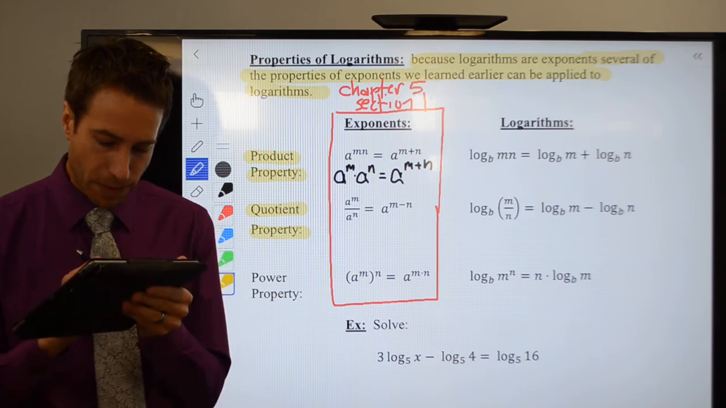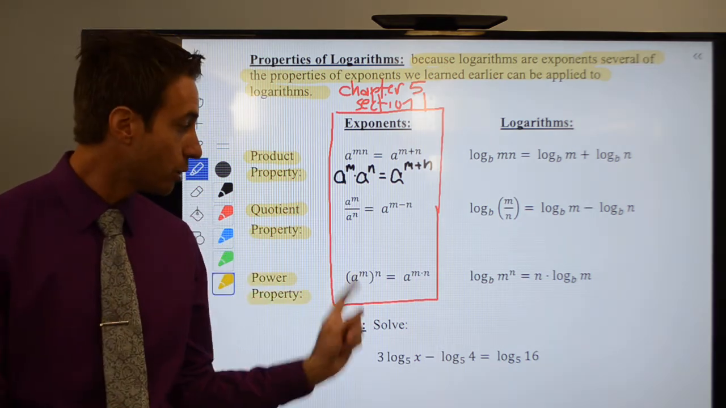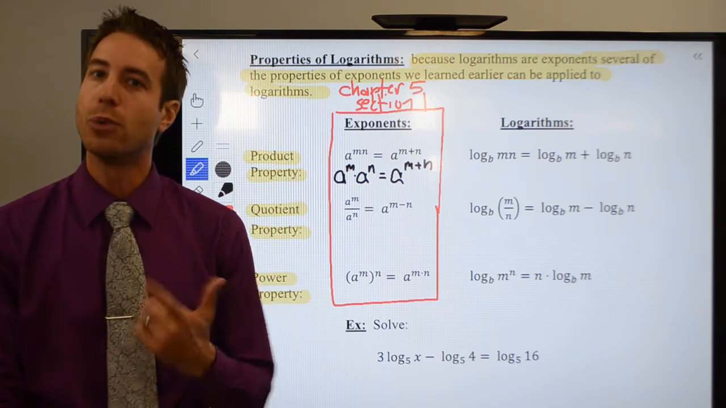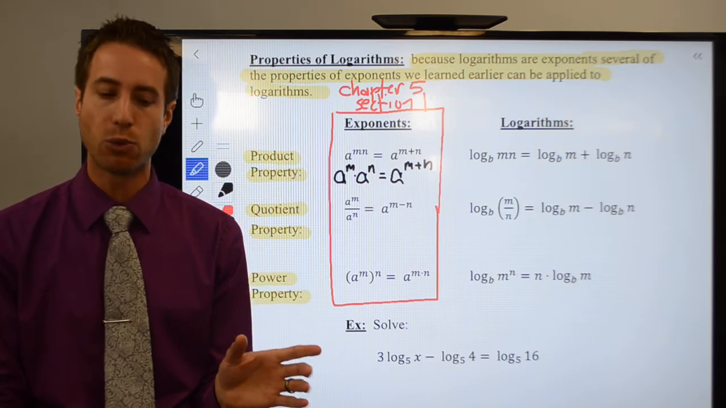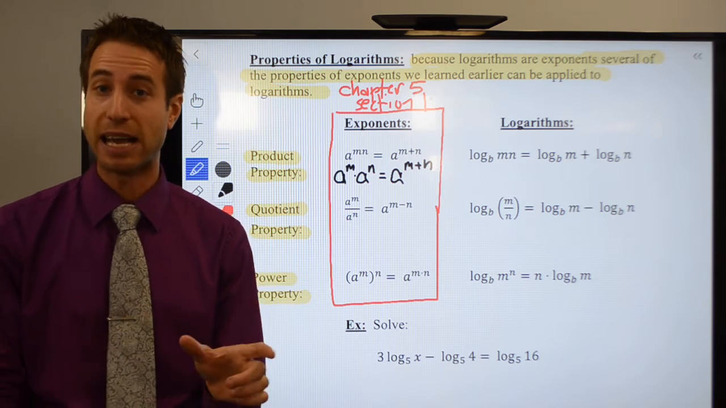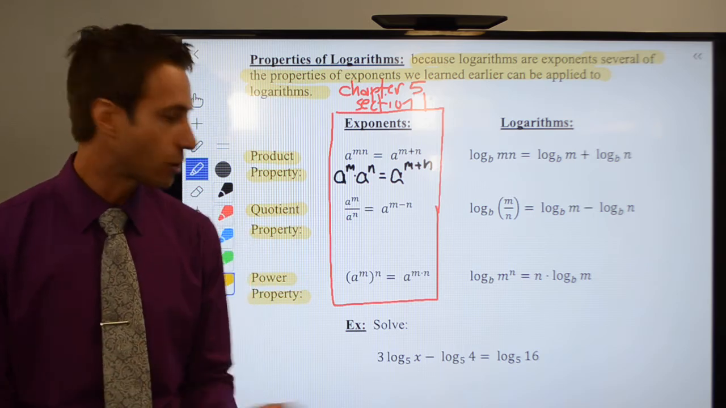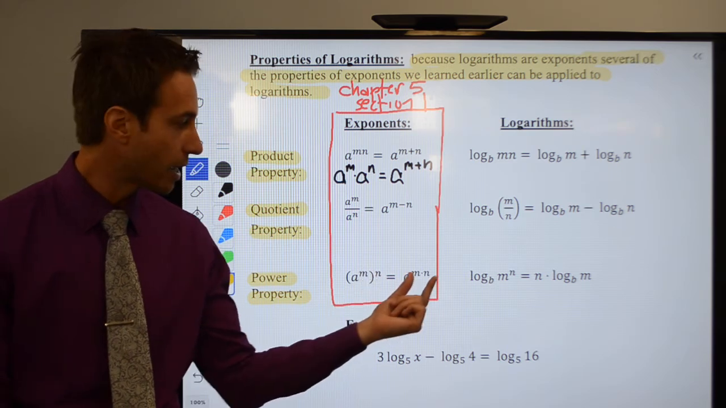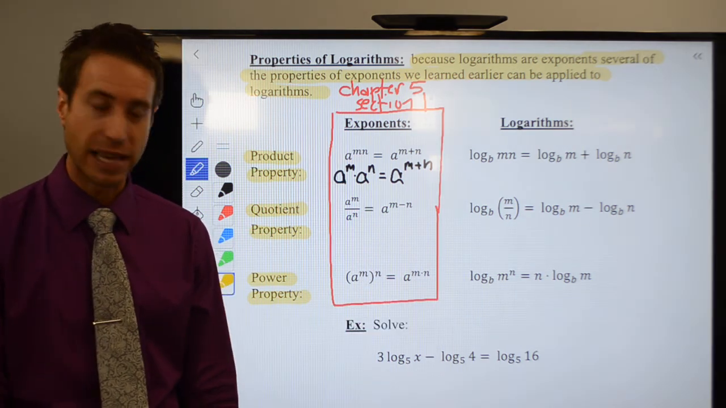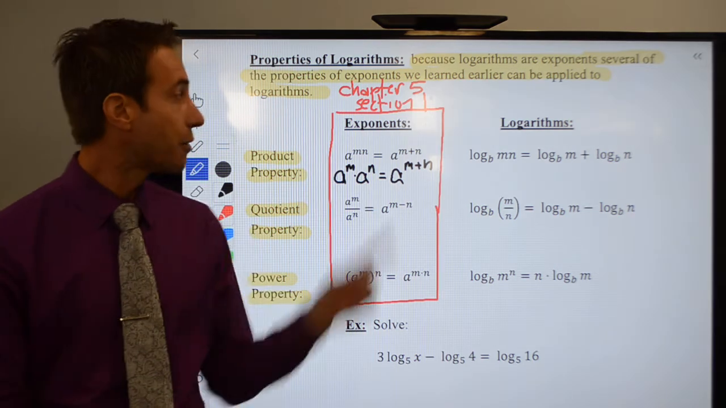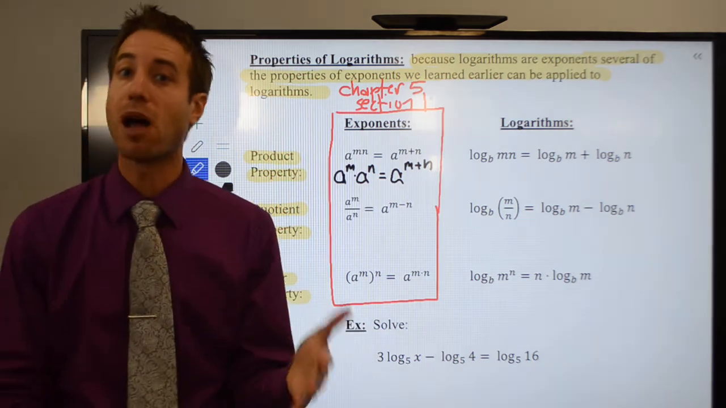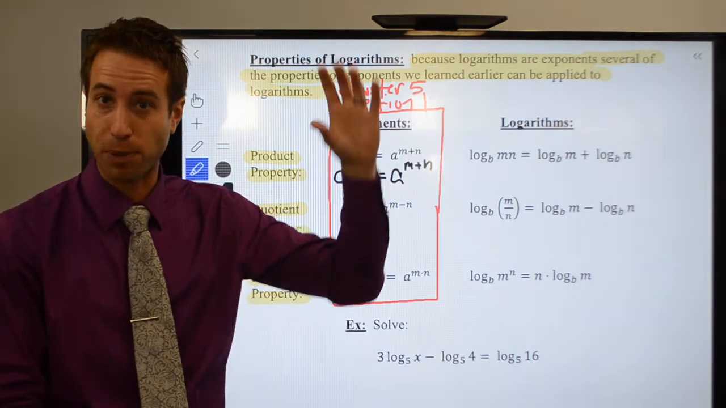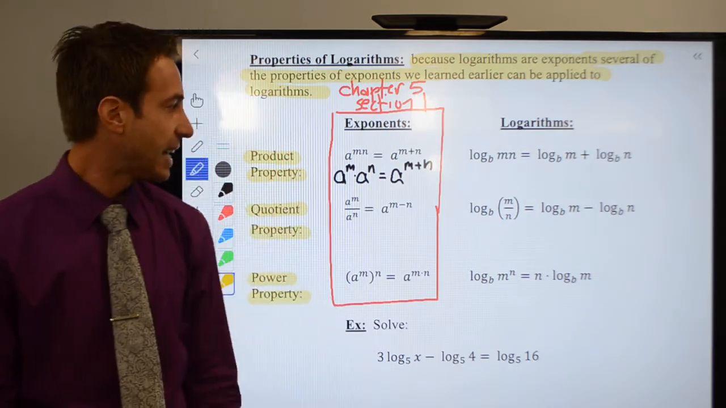And then we've got this one, the power property. We've actually used this power property quite a bit in this chapter already. We used it back when we were solving exponential equations. Anytime you have a power of a power, you multiply the exponents. So here's how these properties of exponents apply to logarithms, which are also exponents. That's why these properties apply, and here they are.